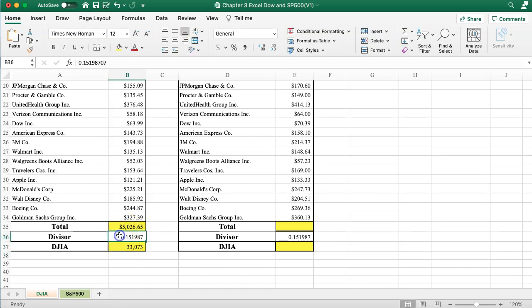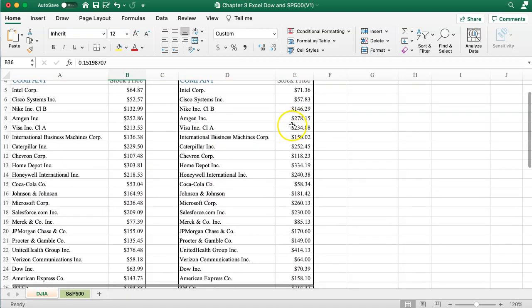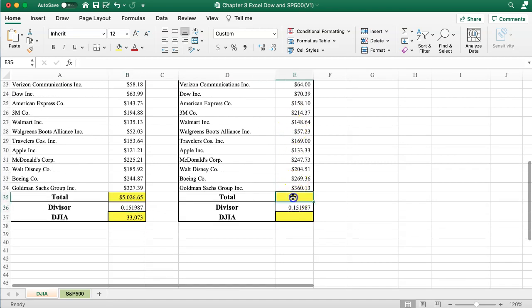This divisor is calculated by the Dow Jones Company. It's not something you could calculate. They give it out, and they change it periodically if a company is withdrawn, merges, or is bankrupt, and they have to replace it on the Dow Jones Industrial Average. Now on the other side, this is just example 2, so the same thing here.